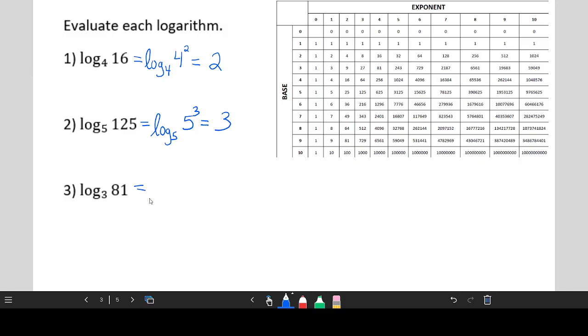We have another example here, log base 3 of 81. Since our log has base 3, we're going to rewrite the 81 as 3 to an exponent. 81 is 3 to the 4th. And so then we can see that this is just equal to 4.